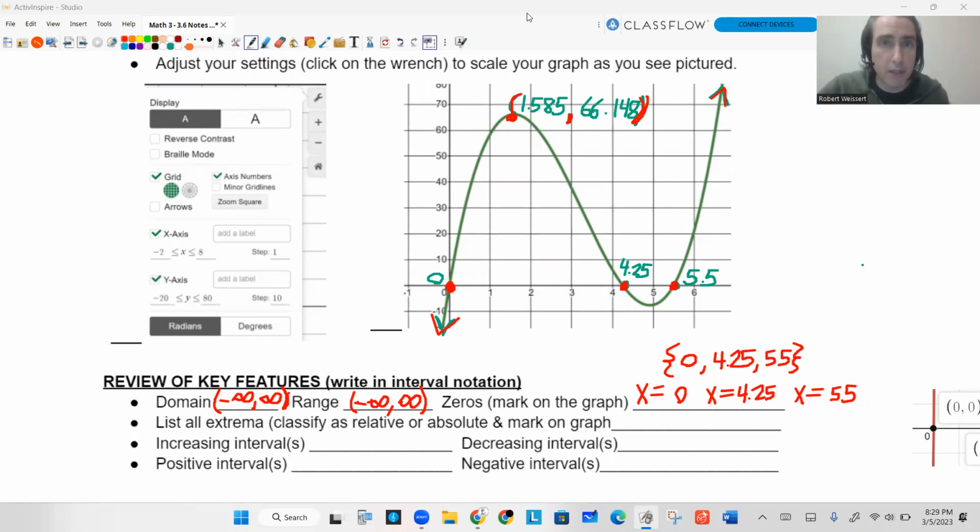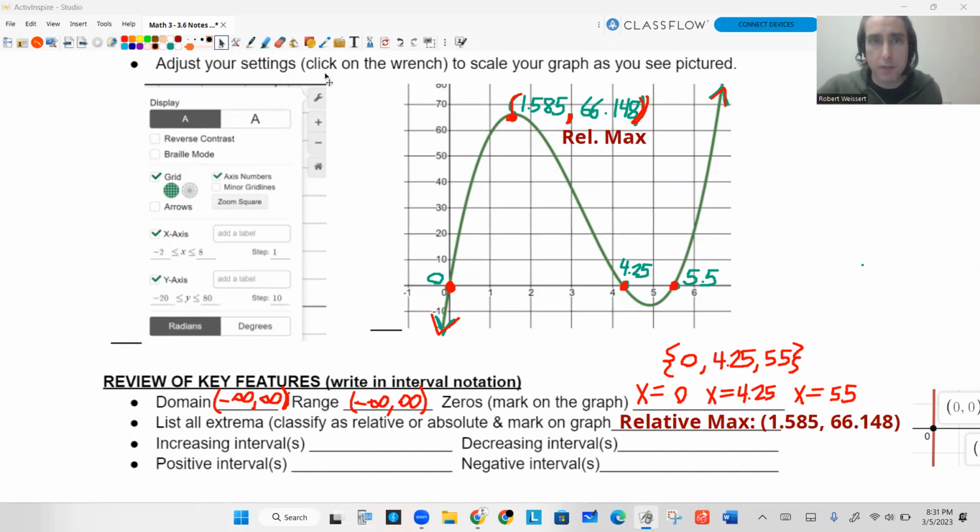Do we have any relative mins, relative max, absolute mins, absolute max? Well, it turns out that that volume, that 1.585 was a relative maximum. So that coordinate there, 1.585, 66.148 is a relative max. It's not an absolute. This graph doesn't have any absolutes because it goes up and down forever. So no absolutes, just a relative max, but it has a relative min.